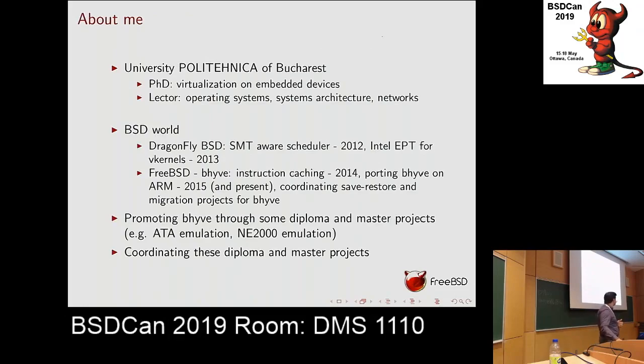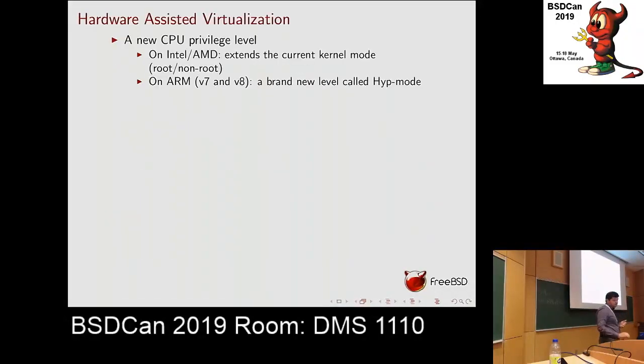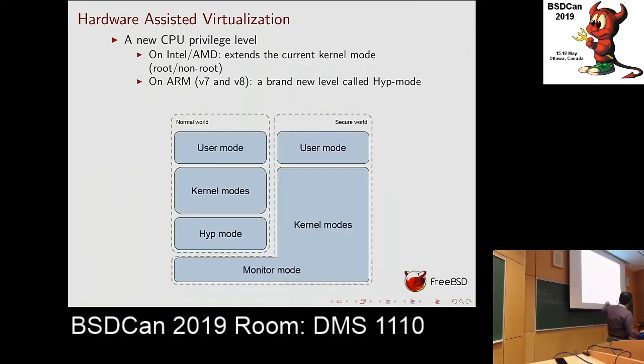Let's go into the presentation today. First of all, I want to give you an insight into what virtualization is and how it was achieved on ARM. With hardware virtualization, basically, a new CPU configuration level is added. On Intel and AMD, it basically extends the current kernel mode, and you have the non-root mode. And on ARMv7 and v8, a brand new level is added called hyp mode. These are the levels on ARM: we have the monitor mode, and on top of this we have the kernel mode for the secure world, and for the normal world we have this new level added. Before this, it wasn't there.